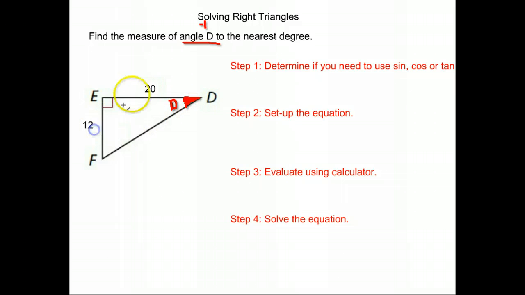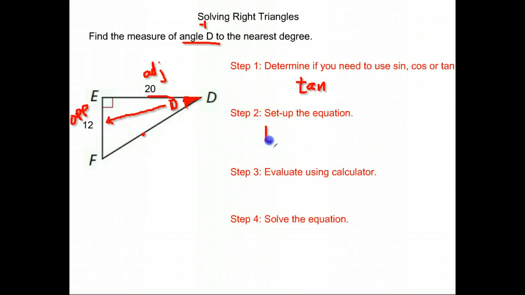So here's my angle. The two sides I know, what are they? Opposite, adjacent, hypotenuse. Well, here's the hypotenuse, and we don't know it. Okay? We do know the opposite leg. Here's the opposite leg for angle D. And the adjacent leg, the leg touching it. What uses opposite and adjacent? Is it sine, cosine, or tangent? Hopefully you said tangent, because that is what we need to use.